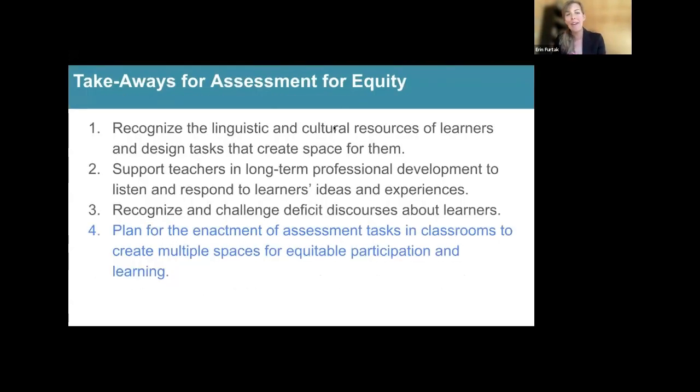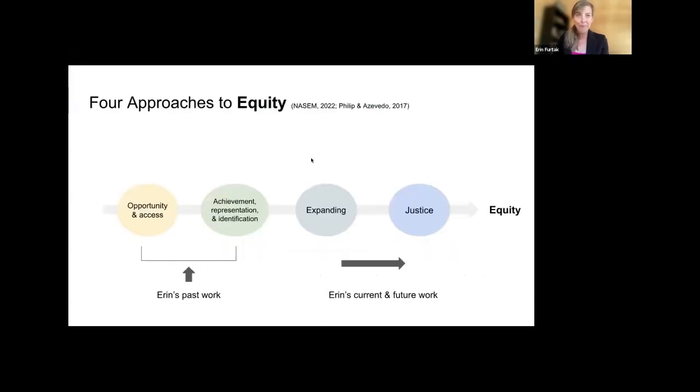So the fourth takeaway here is really planning for enactment, knowing that tasks alone aren't going to be transformative in the way that we want them to be toward these purposes of equity. We really need to think about what spaces we're creating for equitable participation and learning, and be mindful about that as we're planning the task.